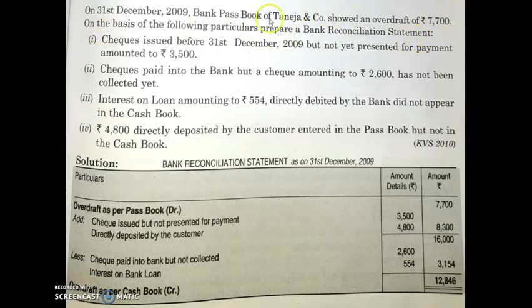So there is a difference in the amount between passbook and cash book. Because of that, you are preparing a bank reconciliation statement, and these are the reasons for the differences that you have to correct. So children, let us do this. What is the solution part? At the top you can write bank reconciliation statement, prepared on 31st December 2019.